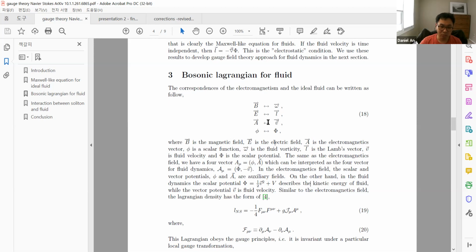V has two arrows on the top. Oh, I think it's just a typo. Typo? Okay. And can you show?